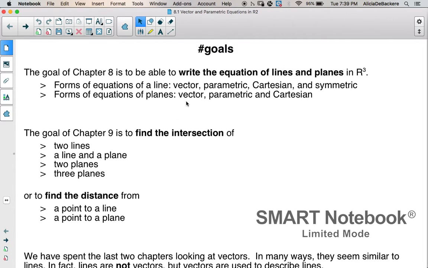These forms look a little bit more different from each other. So for the equation of a line, I can have a vector form, parametric form, Cartesian form, and symmetric form. So we're going to take a look at each of those in the first couple of lessons.